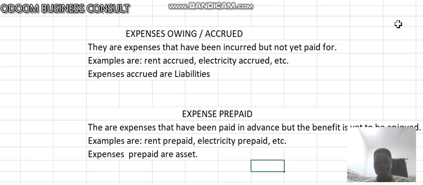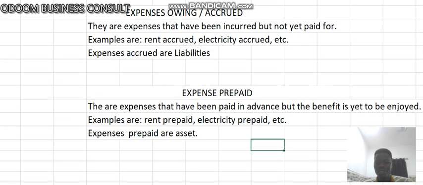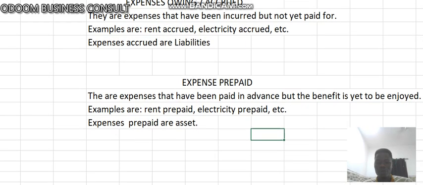You have to keep it in memory that expenses accrued or owings are liabilities. Now let's look at expenses prepaid, which is the opposite of owings. Expenses prepaid are expenses that have been paid in advance, but the benefit is yet to be enjoyed. In this case, you have paid for your rent, but you have not really utilized the facility. In most countries, you pay for your rent in advance.